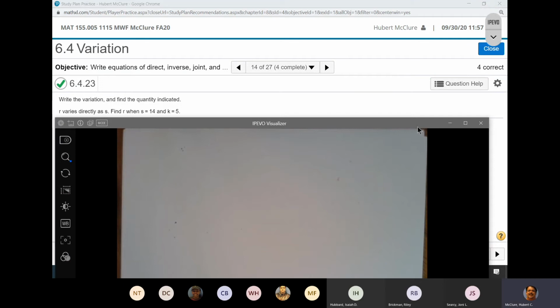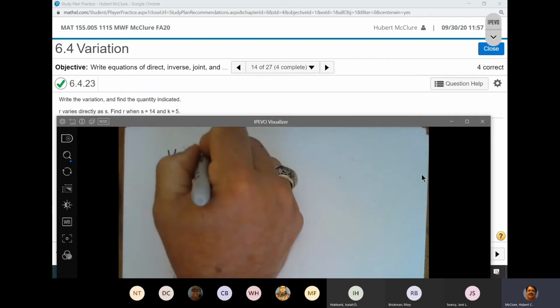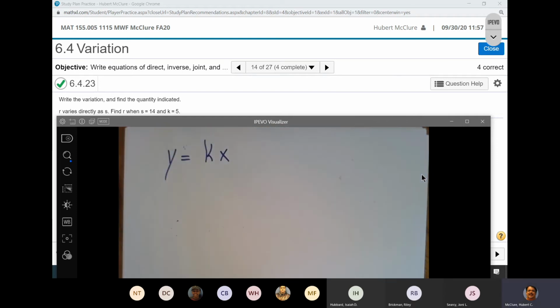We know it's going to be directly. So first thing I do is I write down my direct. Y is equal to K times X. And then I look, and which way do we read? Left to right. So that means alphabet also in order. So what do they say? R varies directly as S. Well, directly tells me I'm going to use the direct proportion or direct variation.